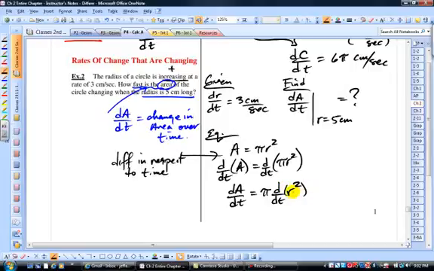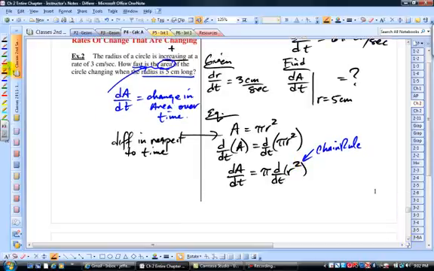Now remember, r is a function of time, so you want to use the chain rule here. You differentiate the outer function, the squaring function, using the power rule, and then take the derivative of the inside function r with respect to time. Whenever you have a function being squared, you have a chain rule. So here we go.